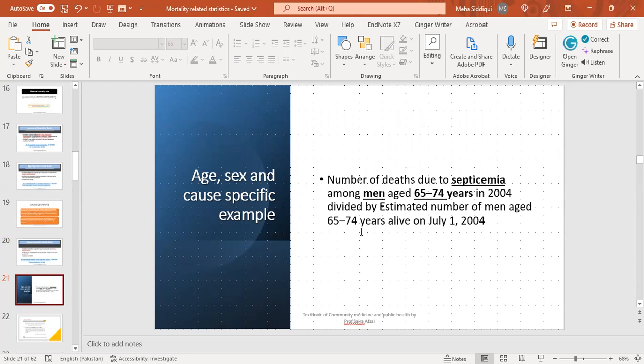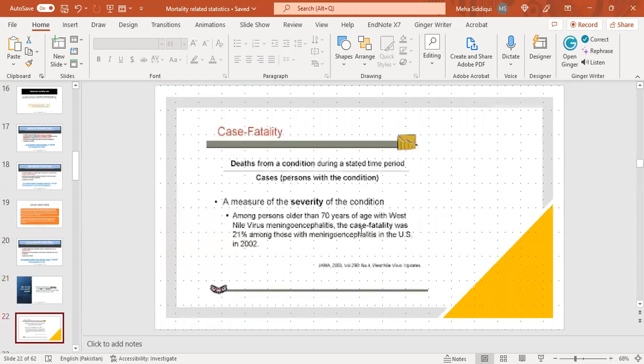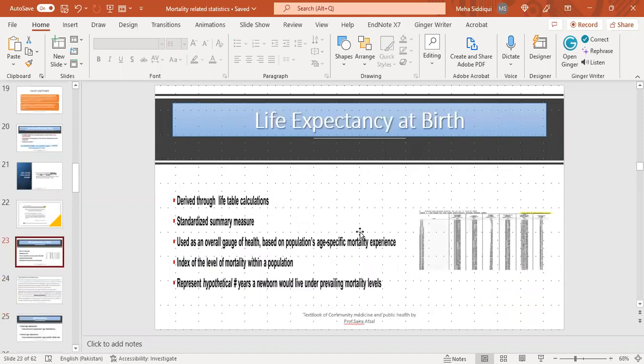Now, case fatality. It is the deaths from a condition during a stated time period over cases, that is persons with the same condition. And it is the measure of severity of the condition. For example, among persons older than 70 years of age with West Nile virus meningoencephalitis, the case fatality was 21% among those with meningoencephalitis in US in 2002.